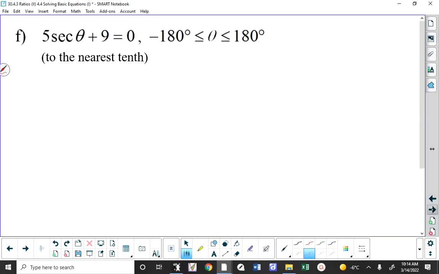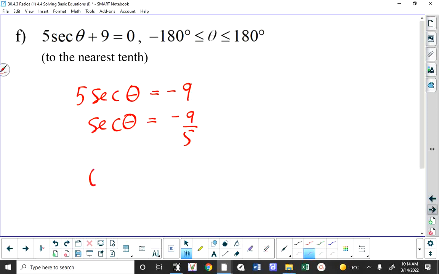By the way, the first step of this would be to write 5 secant theta equals negative 9, to write secant of theta equals negative 9/5, and then to write cosine of theta equals negative 5/9, and find the reference angle and then locate the quadrants and proceed. It's that goofy domain that I don't want to get into, not today.